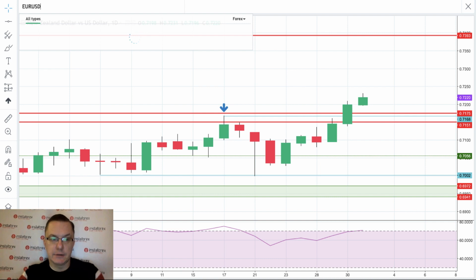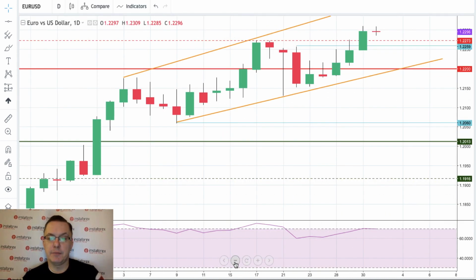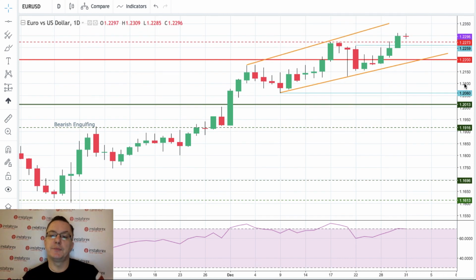Let's take a look at the euro dollar. What is going on there? We keep going higher because, as you can see, the euro is being bought and the dollar is being sold. The same situation is on the Australian dollar, the New Zealand dollar, and the British pound. Basically, the US dollar is going down, and it's at its lowest level in years now.